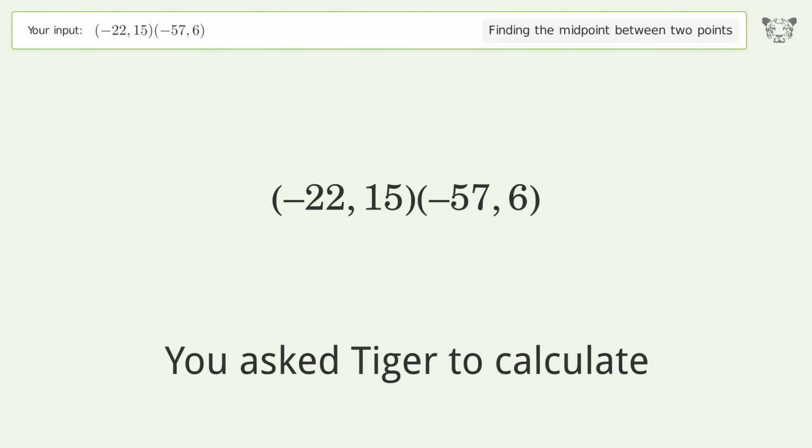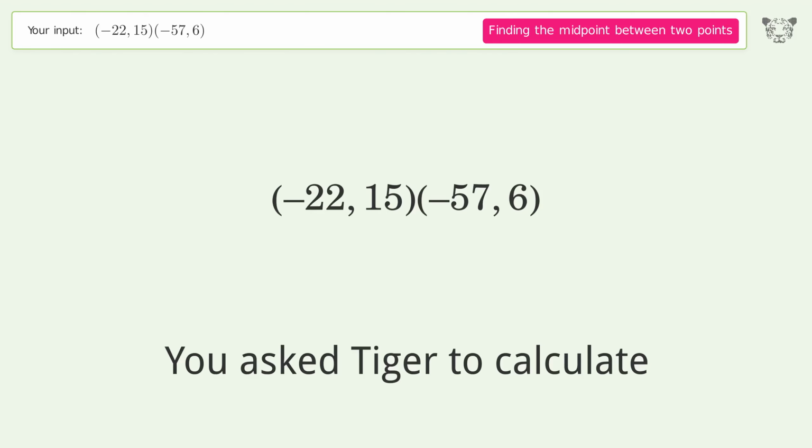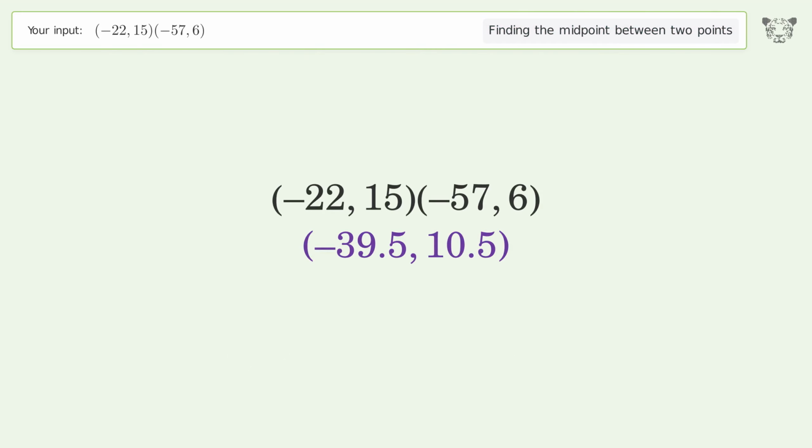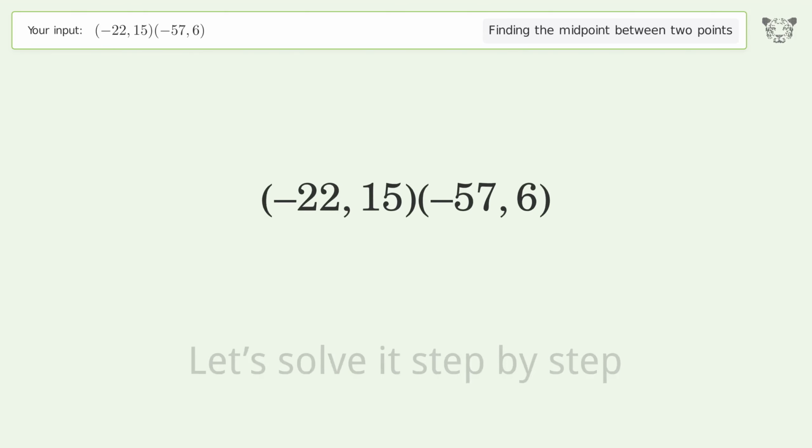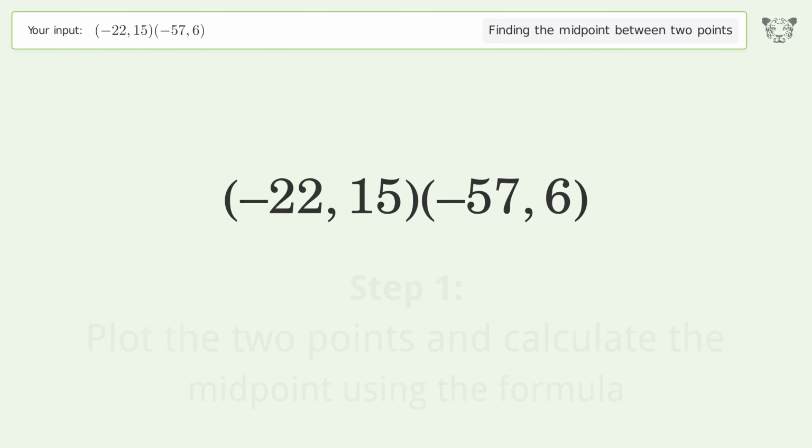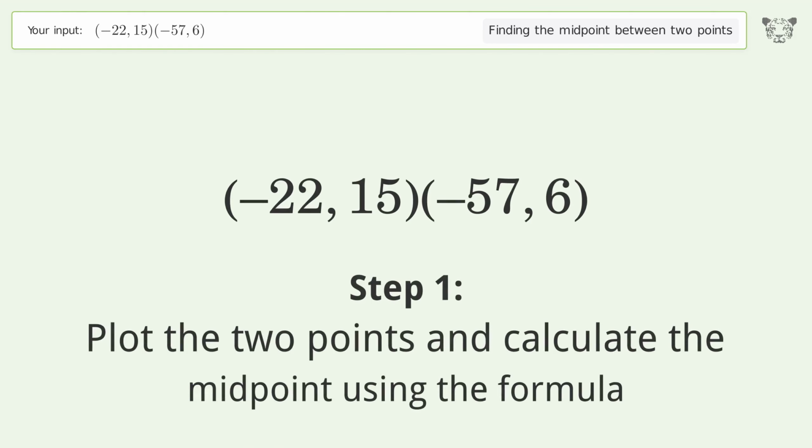You ask Tiger to calculate. This deals with finding the midpoint between 2 points. The midpoint between the 2 points is (-39.5, 10.5). Let's solve it step by step. Plot the 2 points and calculate the midpoint using the formula.